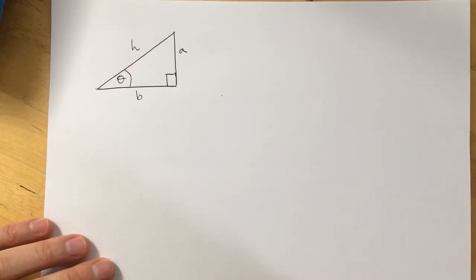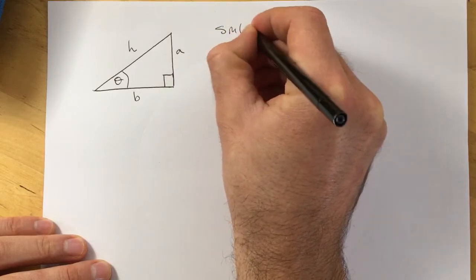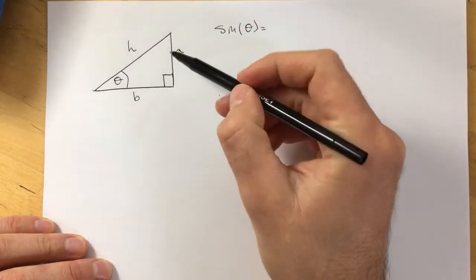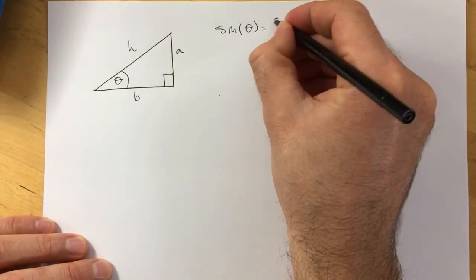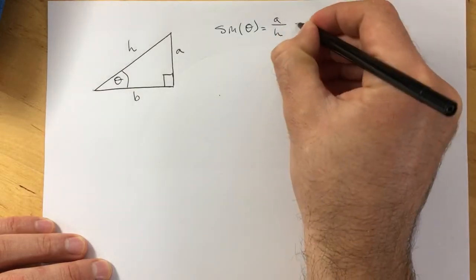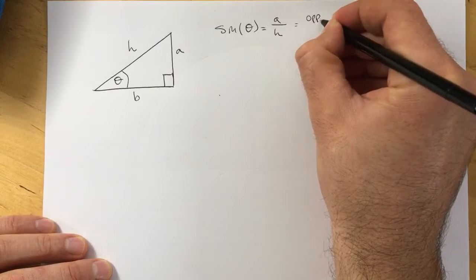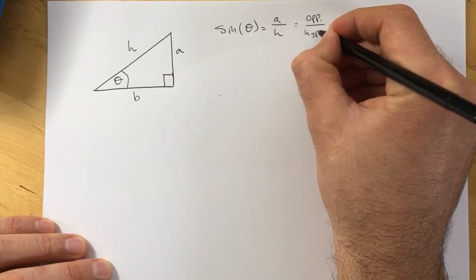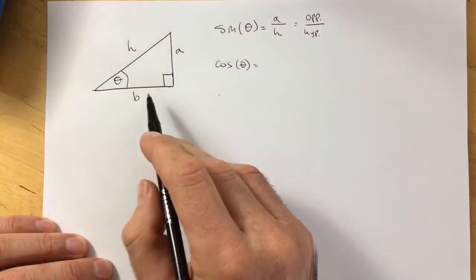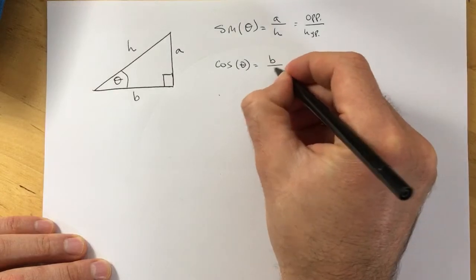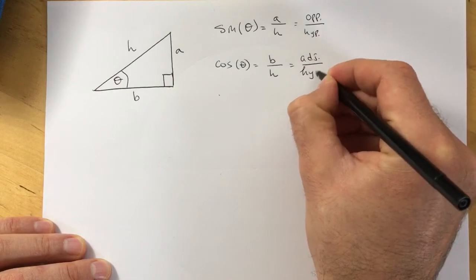Okay, so we define the following six trigonometric functions. Sine of theta is nothing else but the ratio between the opposite side of theta and the hypotenuse, so that's A over H. Somebody is used to identifying this as the opposite side over the hypotenuse. Cosine of theta is the ratio between the adjacent side and the hypotenuse, or adjacent over hypotenuse.